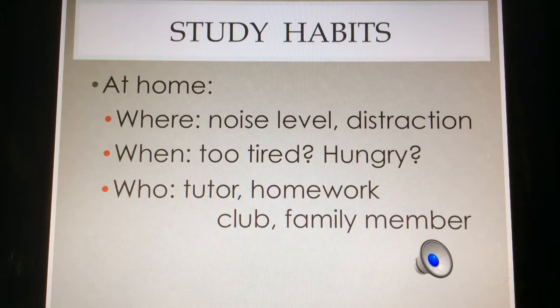Also, let them know who helps your child with homework. Does he go to a tutor? Does he go to a homework club? Or is he helped by a family member?